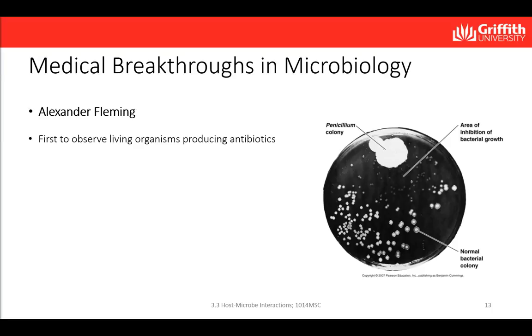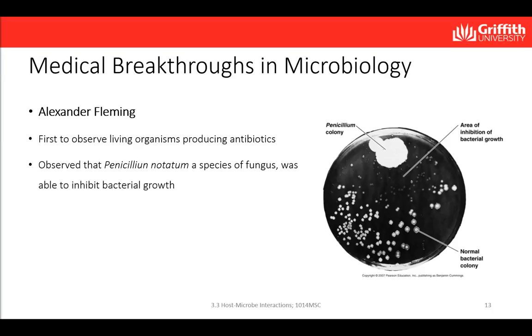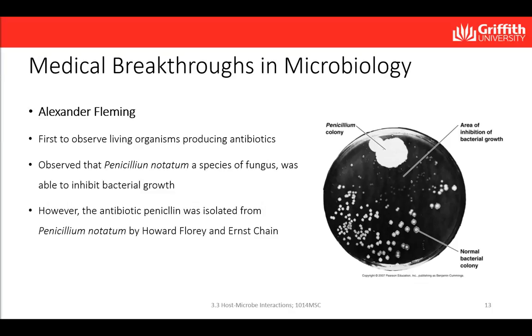Alexander Fleming was not the first one to discover antibiotics, but instead was the first to observe and show that living organisms produce their own antibiotics. Alexander Fleming observed that Penicillium notatum, a species of fungus, was able to inhibit bacterial growth. However, it was Howard Florey and Ernst Chain who successfully extracted the antibiotic penicillin from the fungus Penicillium notatum.